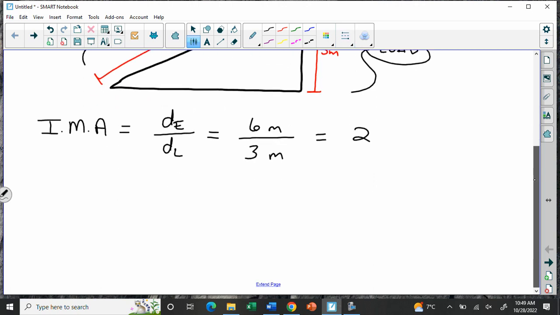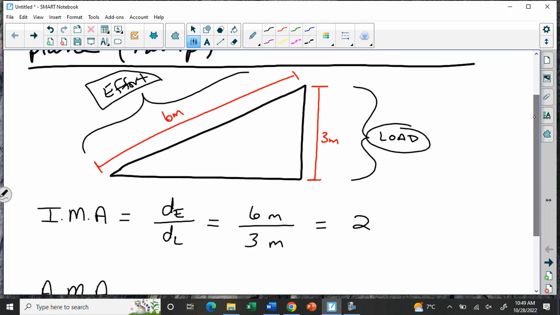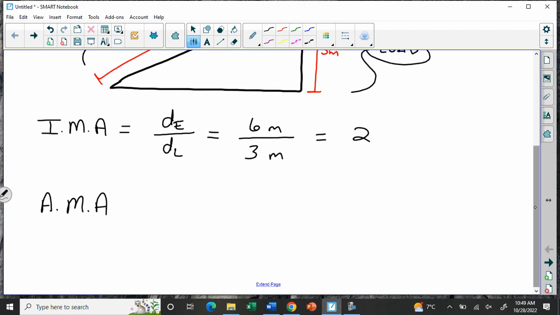Now, the AMA is a little more complicated because the AMA is what you actually get out of the ramp, not the ideal. The ideal does not involve the forces, so it's just measurements. What we're missing, of course, is the fact that when you push up a ramp, there's always a little bit of friction, which kind of robs you of some of your force. So to calculate the AMA, we need to remember that it's usually described as the load force compared to the effort force. It's kind of the upside down version of this, right? It's the load force compared to the effort force.